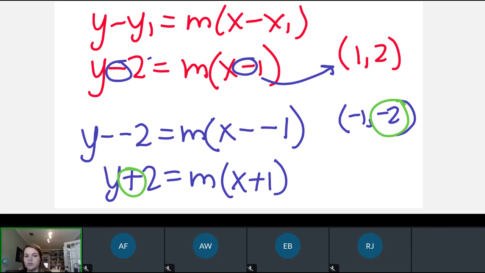So the first one says y minus 5. If it's y minus 5, that means this y value is actually positive.